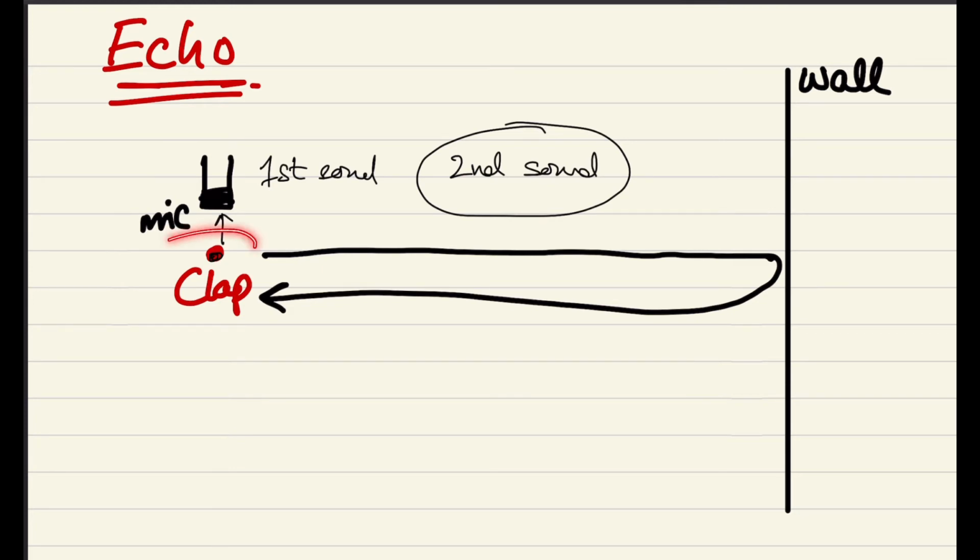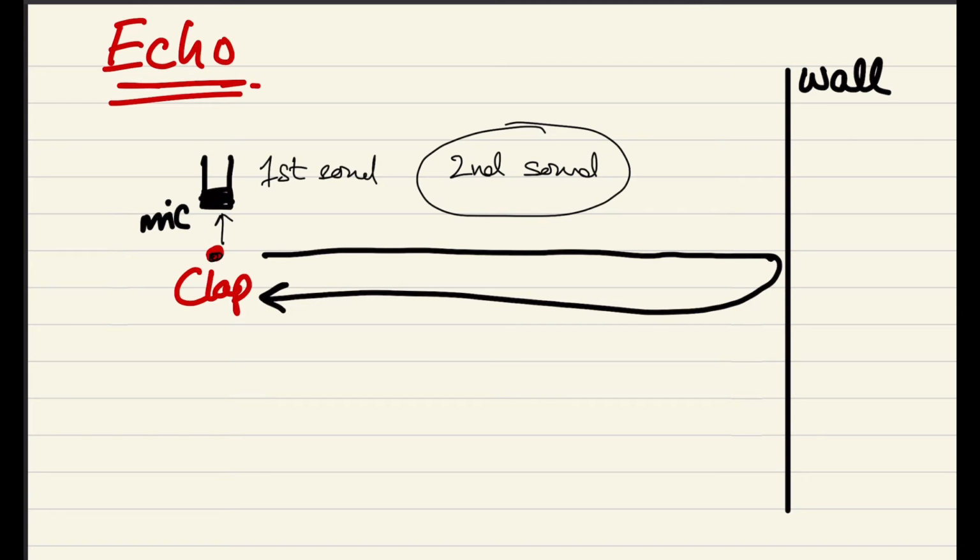The source of the sound went in that direction, hit the wall and came back, and was detected at the mic, and the mic detected the second sound. So that second sound will be considered as the echo. Now, what if we have to measure the speed of the sound by using this experiment? We can measure the speed of sound by using this experiment. How? Just measure the distance.